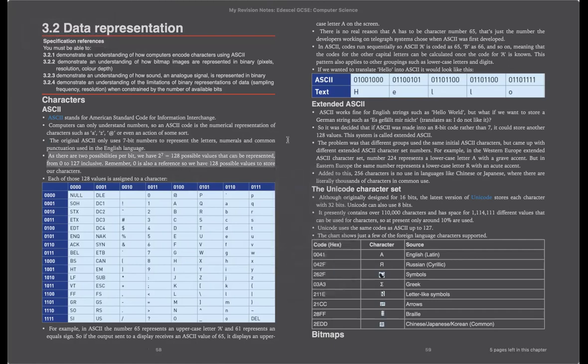Now the first thing which is very important to understand is the bits. You know that computers work on two values. Do you know that? Computers work on two values.